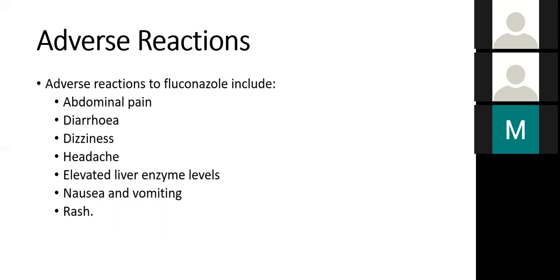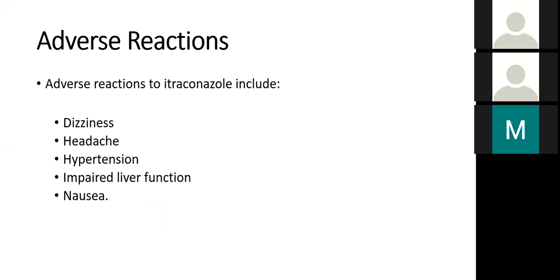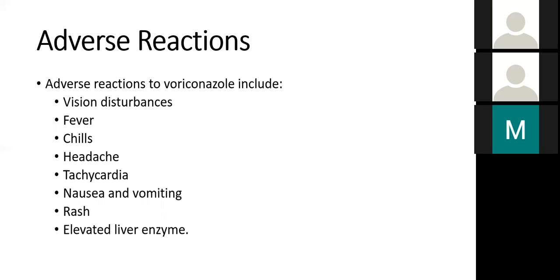So adverse reactions, it's important to take note of the elevated liver enzymes and then the rash. And it's also important to take note of the vision disturbances with regards to voriconazole. Here too, there's elevated liver enzymes.